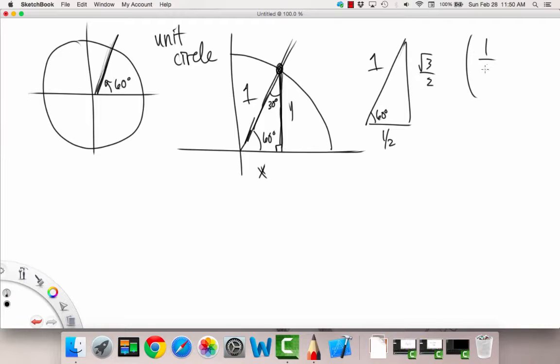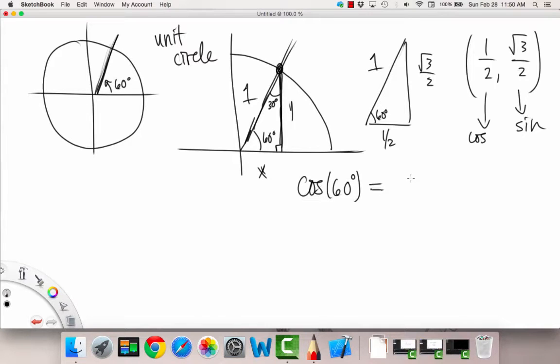So in this case, our point is going to be 1/2, comma, radical 3 over 2. This tells us our cosine part, and this tells us the sine part. So cosine of 60 is equal to 1/2, and sine of 60 is now equal to radical 3 over 2. If you ever get confused, this is what we've gotten so far. Let me write a summary on the next slide.